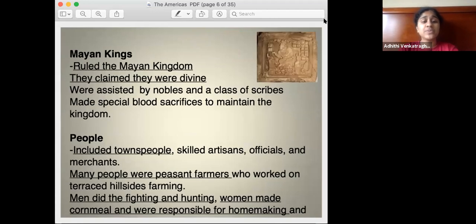Mayan kings were the people who ruled the Mayan kingdoms. They claimed they were divine, and they were assisted by nobles and a class of scribes. They made special blood sacrifices to maintain the kingdom, and the people included townspeople, skilled artisans, officials, and merchants. Many people were peasant farmers who worked on terraced hillsides, and men did the fighting and hunting, while women made cornmeal and were responsible for homemaking and taking care of the children.